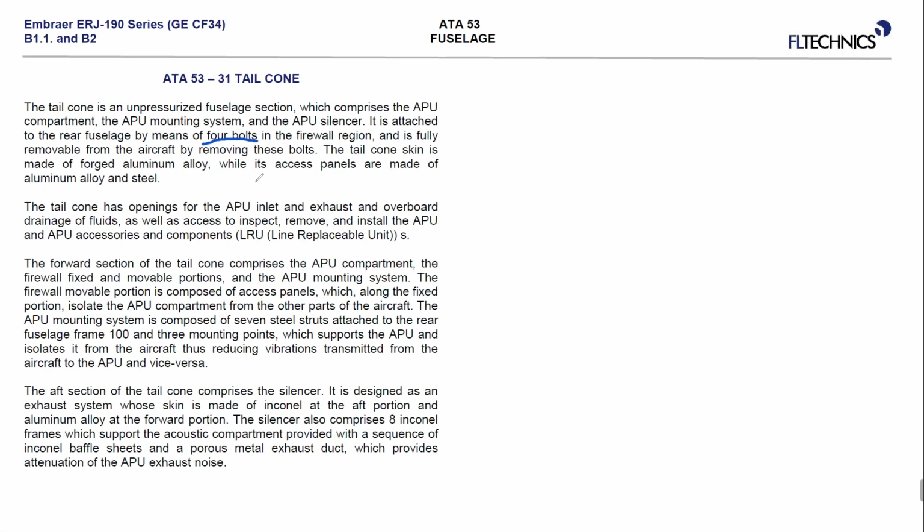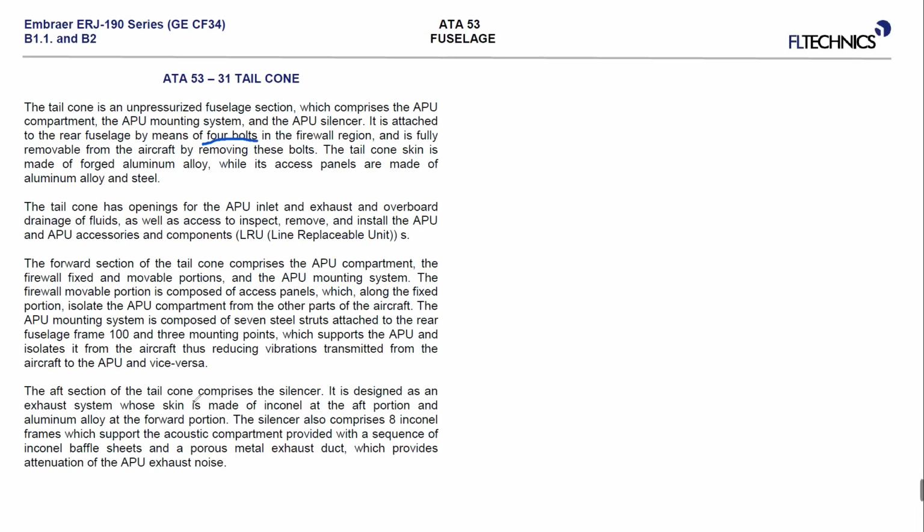The APU is attached with 7 struts to the rear fuselage. We have 3 mounting points on the APU, but we have a total of 7 struts, which are attaching to the structure. In details, when we talk about the APU, actually with my colleagues, when we talk about the APU.